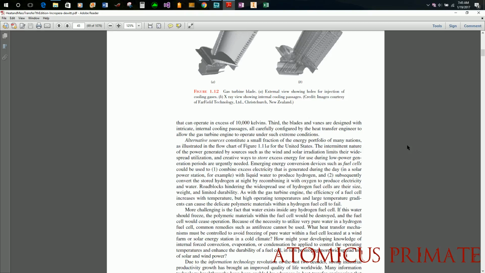Subsequently convert the stored hydrogen at night by recombining it with oxygen to produce electricity and water. Roadblocks hindering the widespread use of hydrogen fuel cells are their size, weight, and limited durability. As with the gas turbine engine, the efficiency of a fuel cell increases with the temperature, but high operating temperatures and large temperature gradients can cause the delicate polymeric materials within a hydrogen fuel cell to fail.